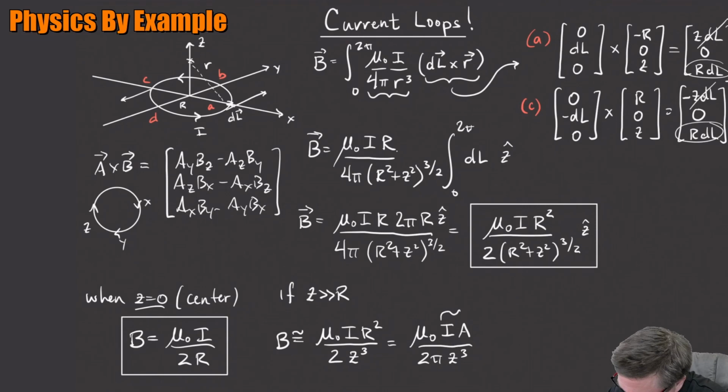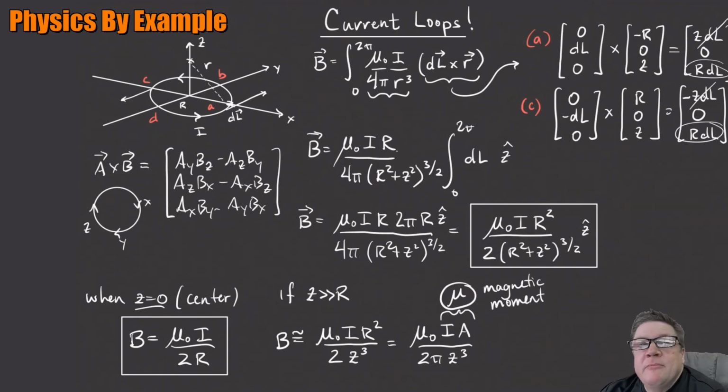This thing, I times A, that's a new thing called the magnetic moment. The magnetic moment of the loop is basically everything you want to know about the loop. How much current does it carry and how big is it? Those are the things you want to know to figure out the magnetic field of the loop. So the magnetic moment is just I times A. So I could write it like this, in terms of the magnetic moment.